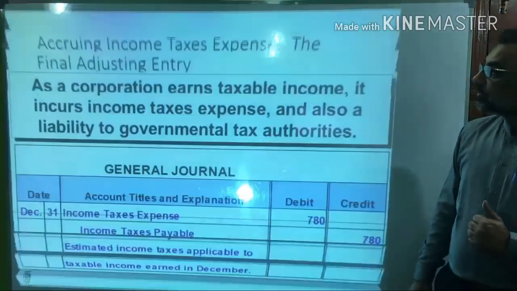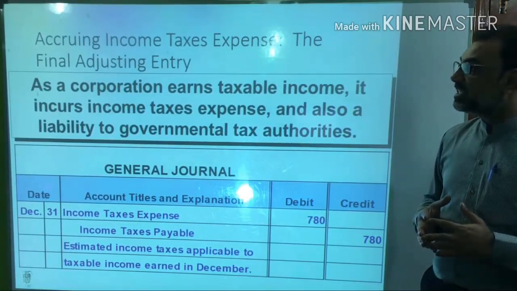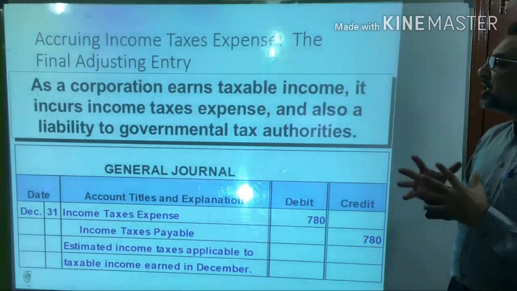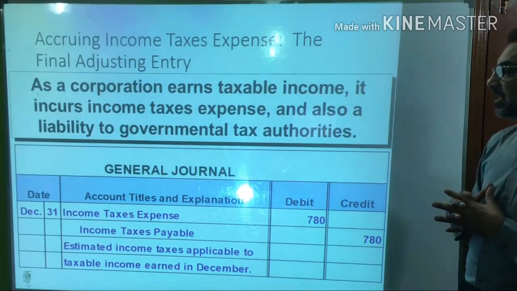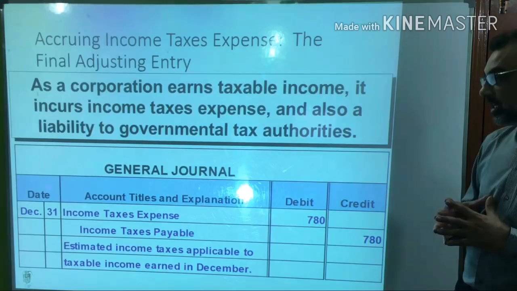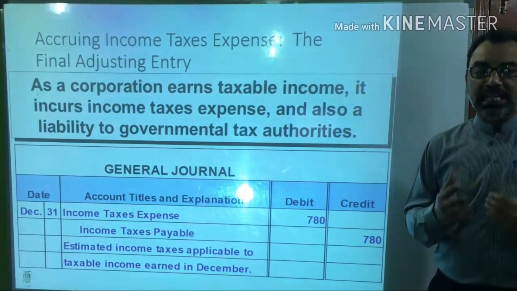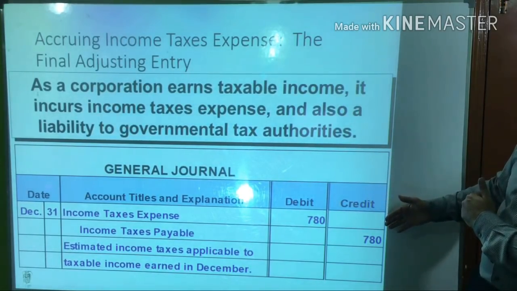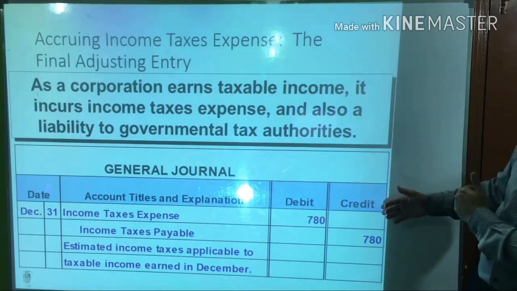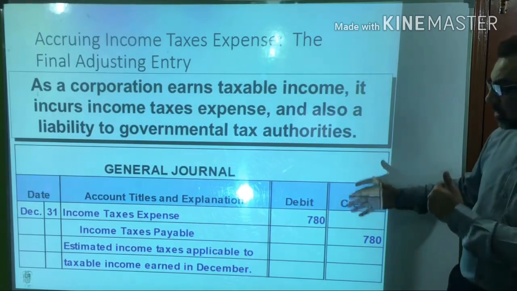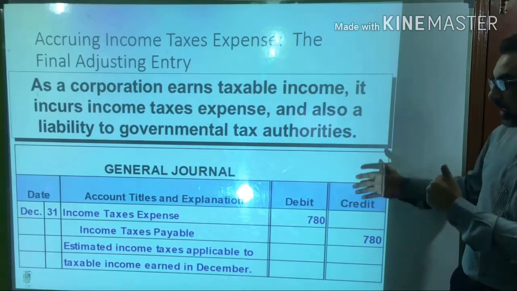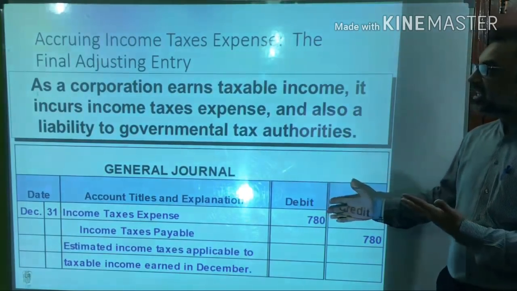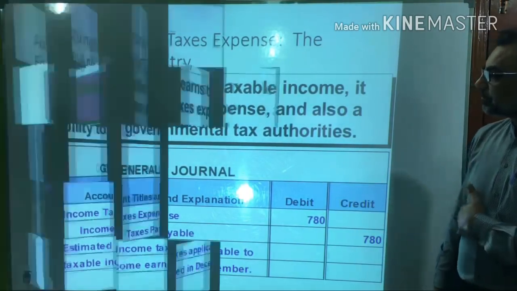Okay, so now accruing income tax expense, the final adjusting entry. As a corporation earns taxable income, it incurs income tax expense and also a liability to the government tax authorities. Whenever you pass the entry for the income tax, it is simple: income tax expense is debited and income tax payable is credited, that is the estimated income tax applicable to taxable income earned in the month of December. So this is basically a journal entry for an expense that is incurred and not yet paid. This is one of the adjusting entries you need to record for the income tax expense.